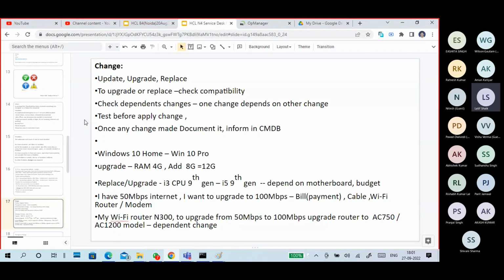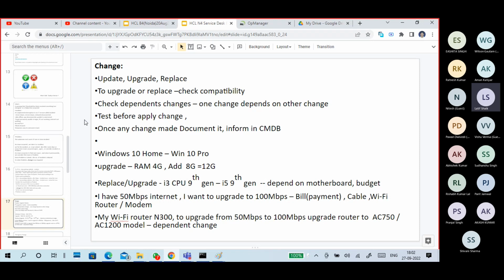But the point is, for example, I have a laptop. Earlier this laptop had 4 GB RAM. I add 8 GB, I upgrade my RAM capacity. Now it is 12 GB. That is change. Before I change, I have to check the compatibilities and budget. Budget is also important, right?